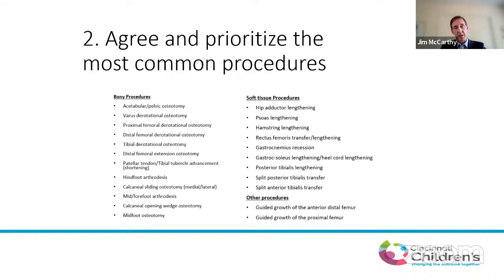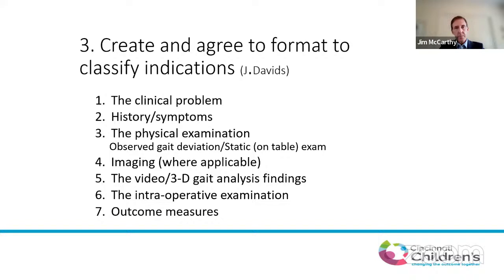Once we did that, we sat down as a group and discussed what we feel are the most common procedures. And we made this list. There are a number of groups looking at hip surgery in non-ambulatory children, so we didn't prioritize that. It's really the ambulatory children and those procedures that we focused on. And then we need a format to classify indications. So indications can be based on history, physical exam, motion analysis, radiographs. We even looked at outcomes.